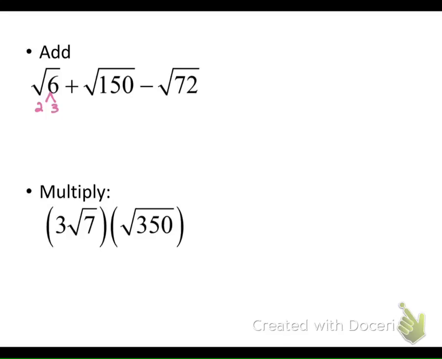Deontay, why don't you go ahead and factor each of these? And then 150, 15, 10. Under the 15, we put 3 and 5. And under 10, we put 2 and 5.